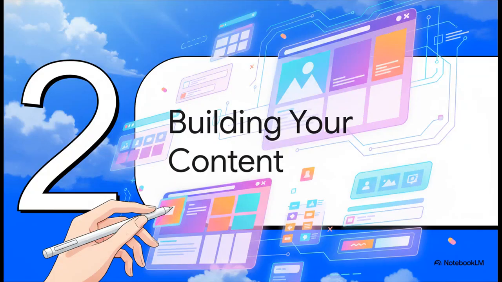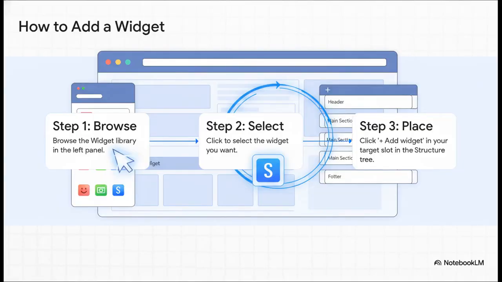So, we have our foundation set up from the template. Now for the really fun part, making this page our own. Let's start swapping out content and bringing this thing to life. Adding something new is this simple little 3-step dance. First, you browse your library of widgets on the left. Then, you pick the one you want. Finally, you just tell it which slot to go into over on the right.